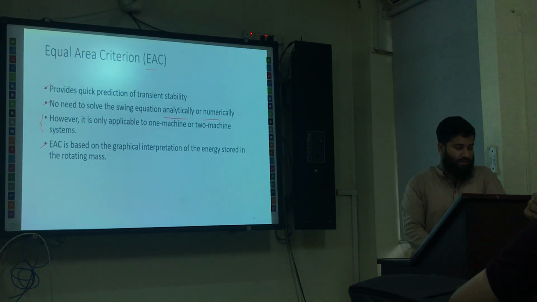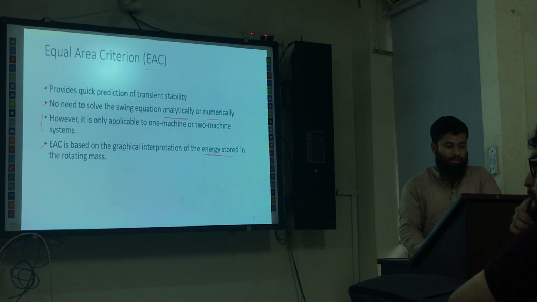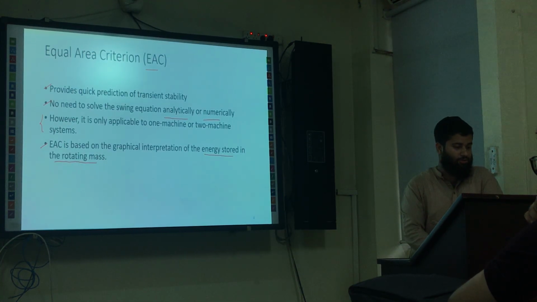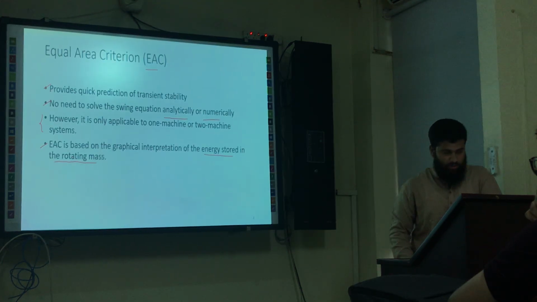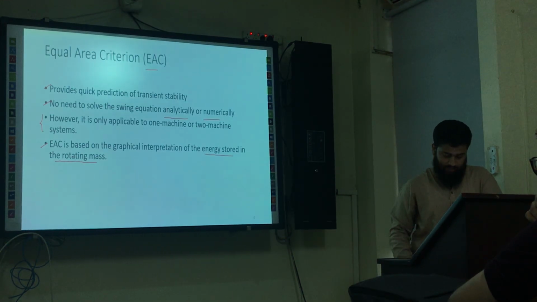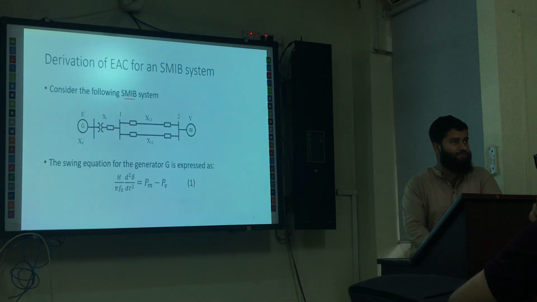Then EAC is based on the graphical interpretation of the energy stored in the rotating mass. What does it mean? What is actually the rotating mass? This is our single machine infinite bus system. This is the synchronous generator, transformer, double circuit line, and this is the infinite bus. You know the concept of infinite bus: the voltage magnitude, frequency and angle, all the parameters are constant here.